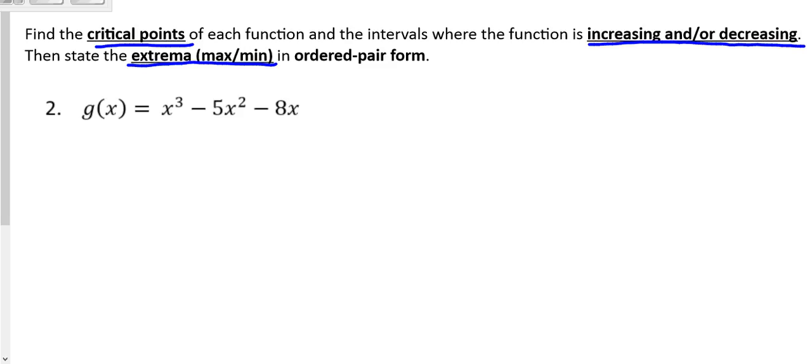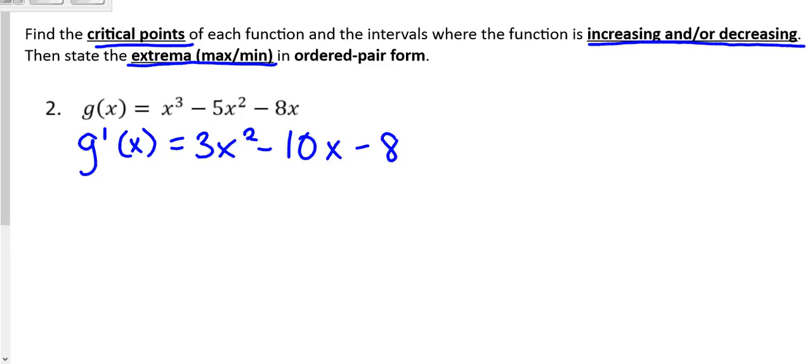To do the first derivative test, we have to first take the derivative. So g prime of x is pretty straightforward. We have 3x squared minus 10x minus 8, and we set this equal to 0. This is how we find our critical numbers, setting this equal to 0.